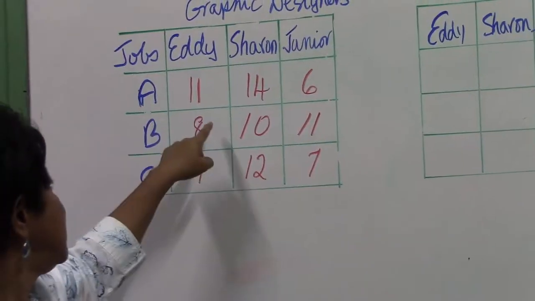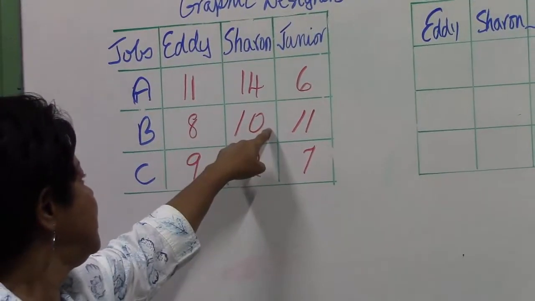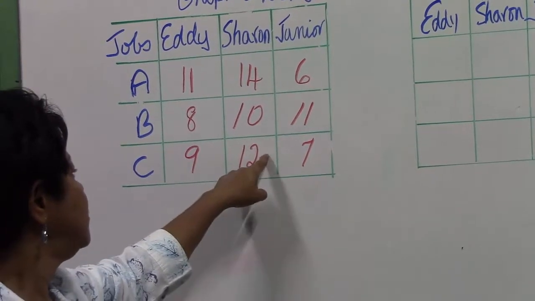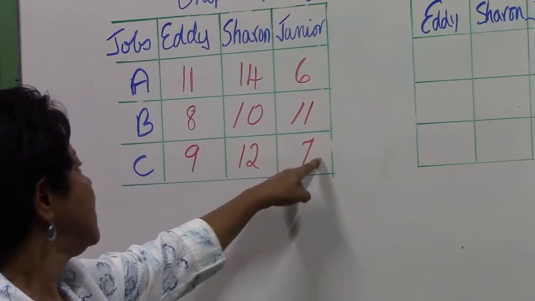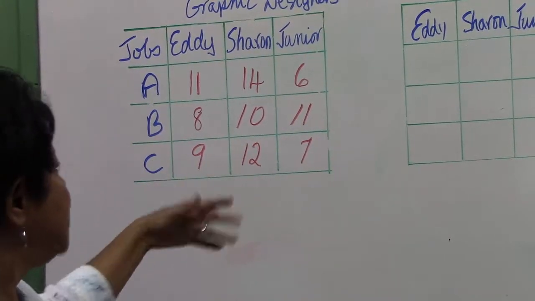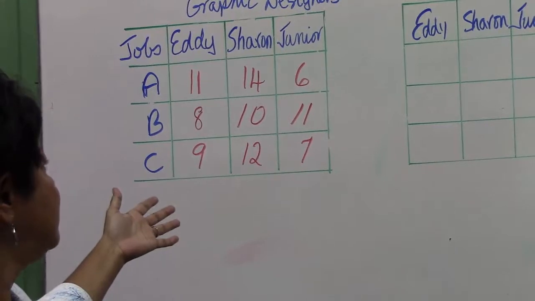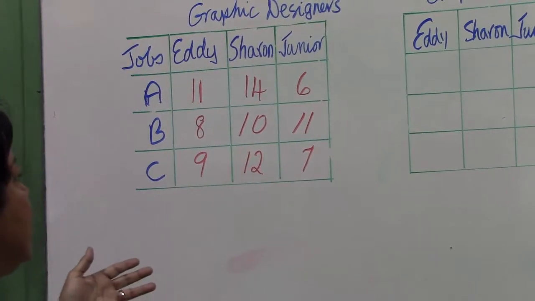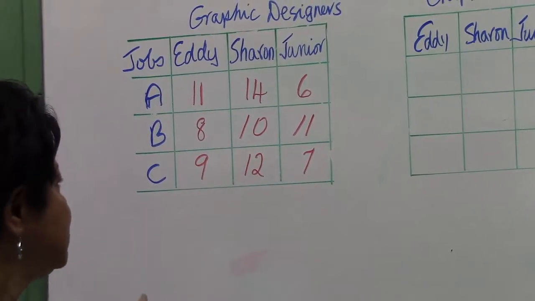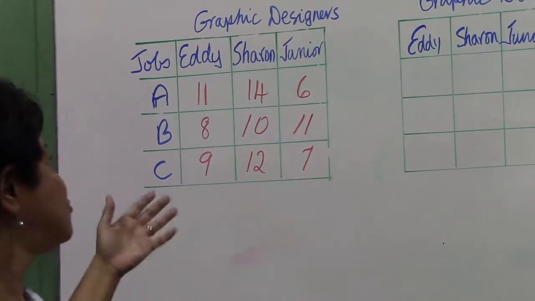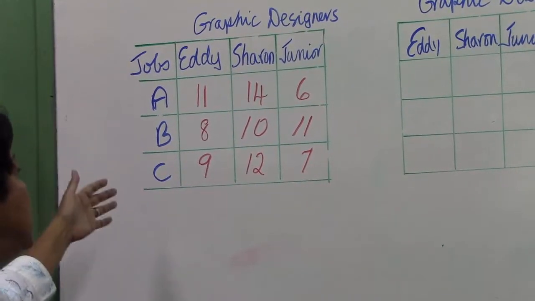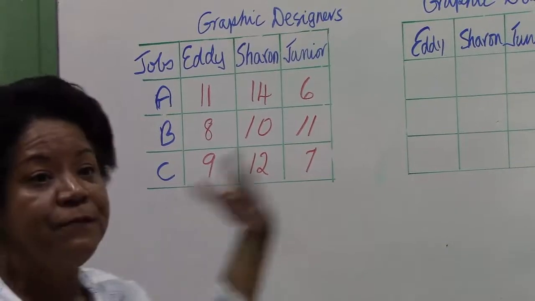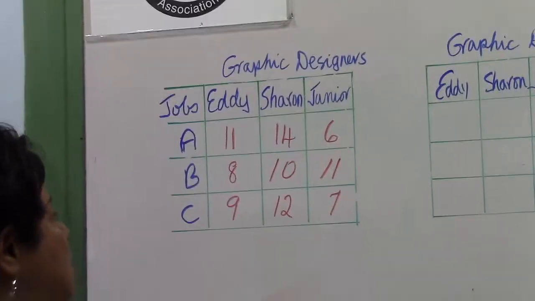Likewise in B, Eddie would charge, or it would cost us $8, $10 for this, and $11 for that. For job C, Eddie would be $9, Sharon would be $12, and Junior would be $7. Now, looking at this, you may try and guess which one you would use right off, and you could probably do so, but we will be showing you the methodology that we use whenever we have assignments such as this. This is easier because you have only 3 persons that you're going to assign 3 jobs, but the next exercise will have 4, and it becomes more difficult. The more the numbers increase, the more difficult it becomes.